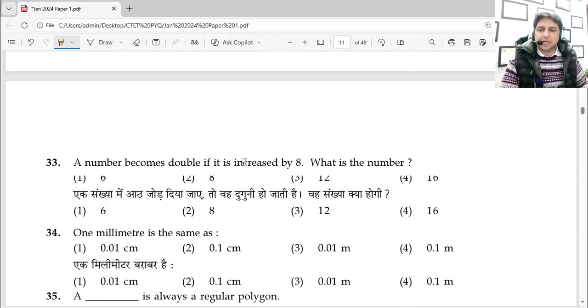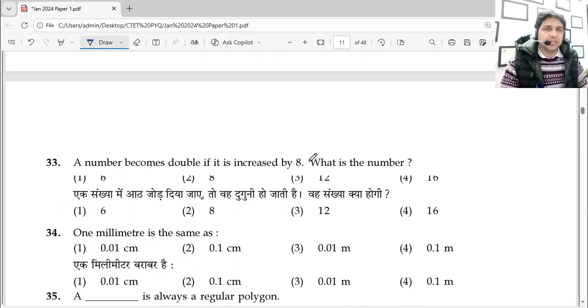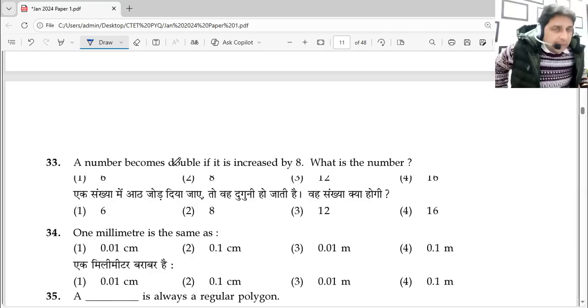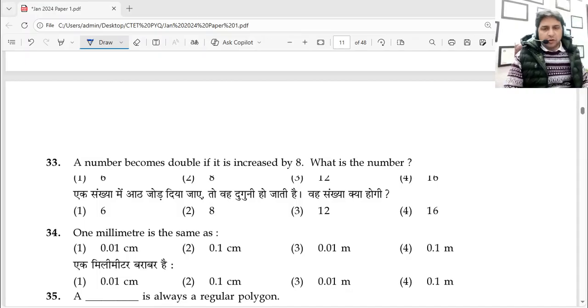A number becomes double if it is increased by 8. What is the number? So there are two ways of doing it. One, we can do it with the help of our options, MCQs, or we can do it logically also. Let's see the logical way first.